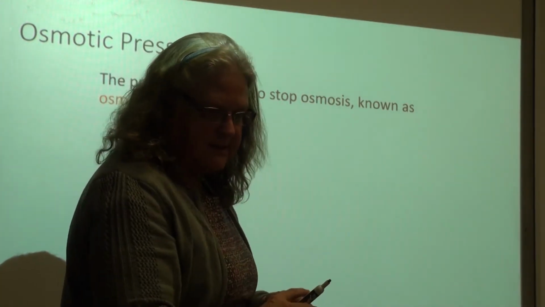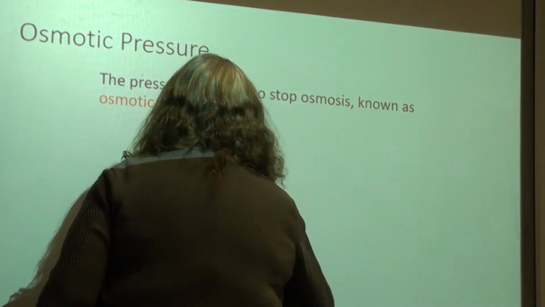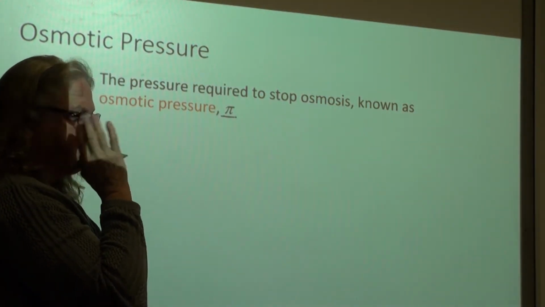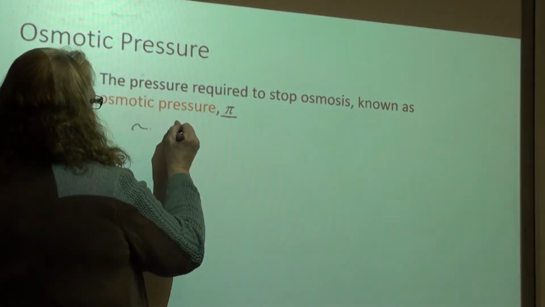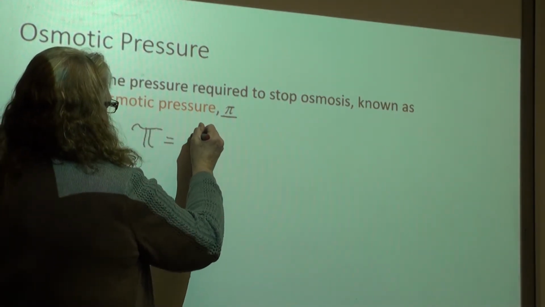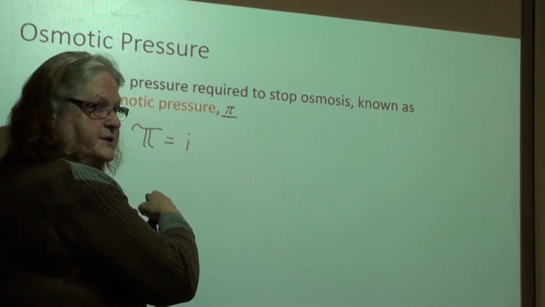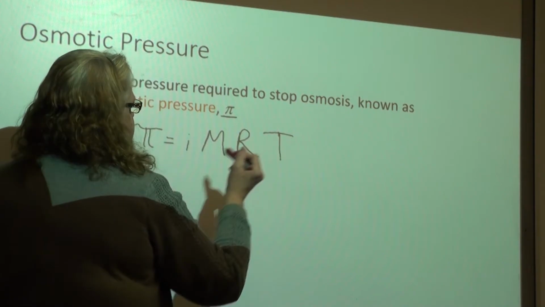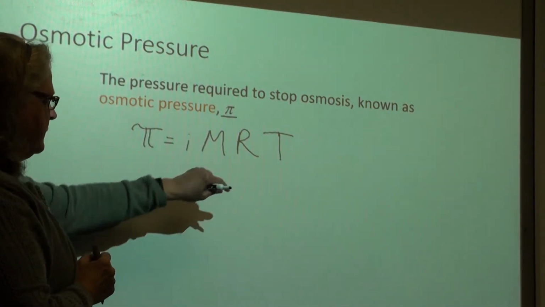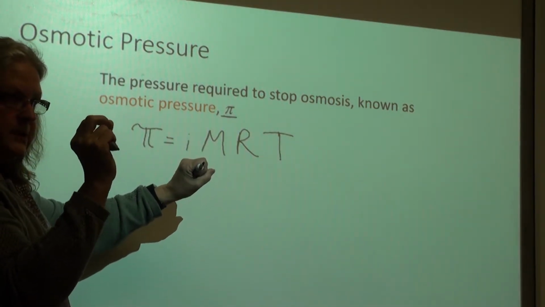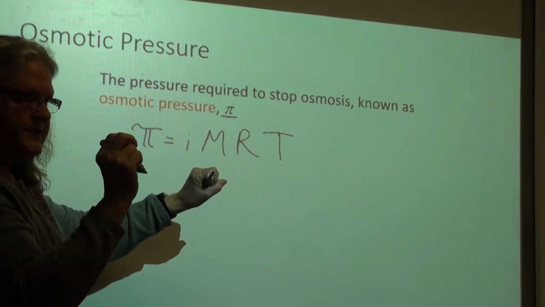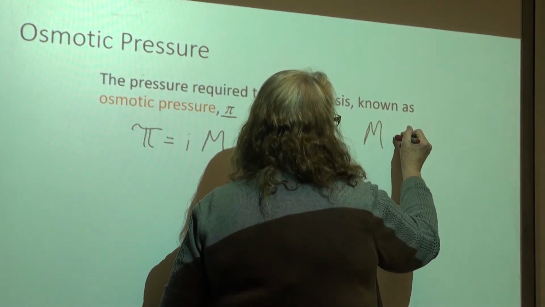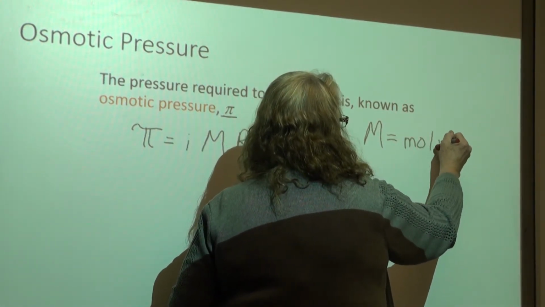And so we calculate this as, we use the symbol pi, which you guys have used before. We use the symbol pi for osmotic pressure, and we say it's equal to i, so I still have a van 't Hoff factor here, times MRT. Now, before, remember, we were using the little m for the freezing point and the boiling point. We used molality. For osmosis, we calculate it based on molarity.